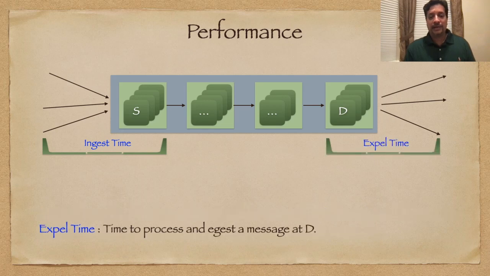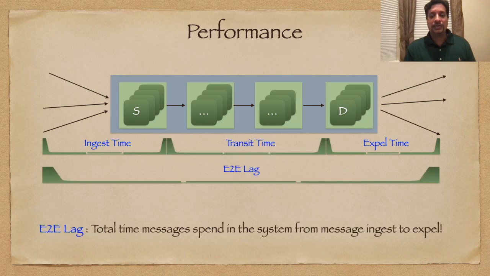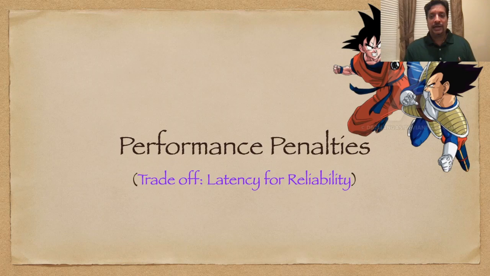At the end of our pipeline, we have something called the expel time, or the egest time. This is the time to process and egest a message at D. Any time between these two is called transit time, and all 3 times together are part of the end-to-end lag. Now, when discussing performance, we have to acknowledge that there are performance penalties. In other words, we need to trade off latency for reliability. Let's look at some of these penalties.